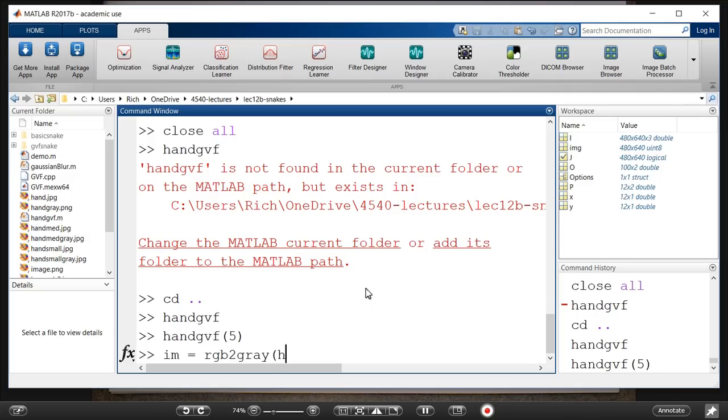Again, there's no reason why this stuff wouldn't work on color images. It's just that the implementation doesn't always accept it.